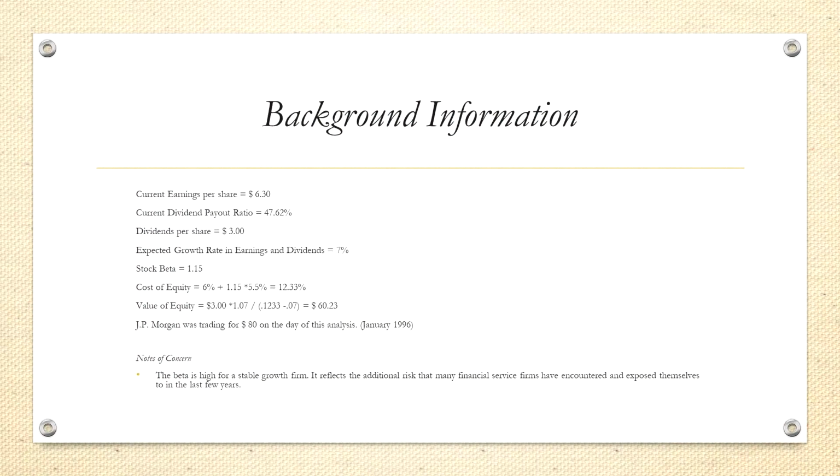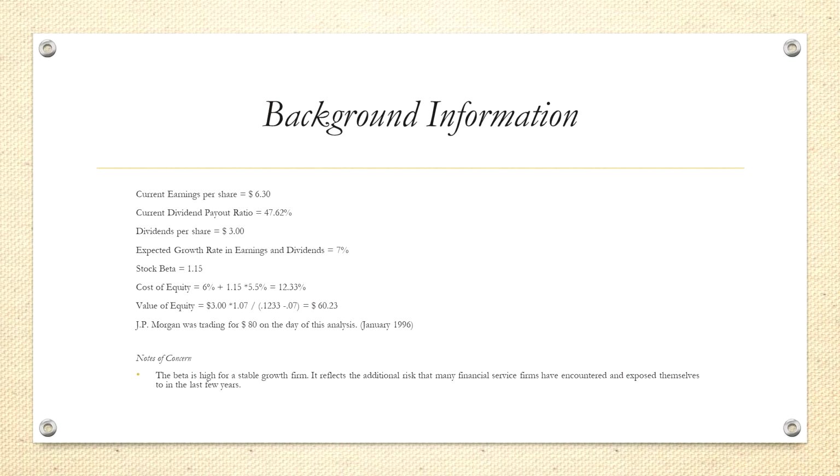1996. EPS $6.30, payout ratio 47.62%, dividend per share $3. And the expected growth rate is 7%, with a stock price of $1.15. We can estimate the cost of equity at around 12%. Then we can directly apply this constant growth model.